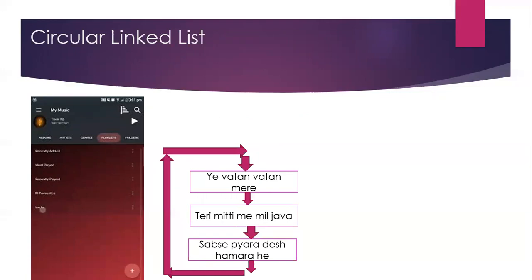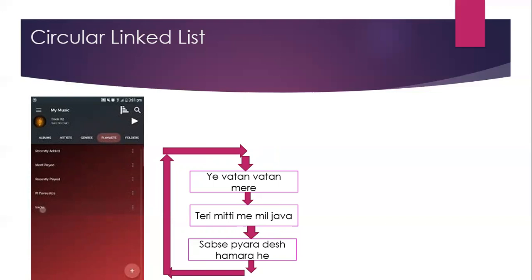Next one is a circular linked list. Whenever the tracks are very favorite, we click on the repeat button. So what happens when you are on the last song? At the end of that song, it starts again from the first song itself. That is the working of a circular linked list. One more example: when you play online Ludo, after the fourth player, the control is transferred to the first player implicitly.